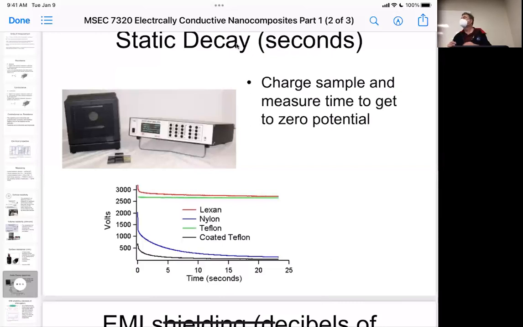Which material do we do best? Like, we want to get it dissipated very fast, or we want to dissipate it gradually? Depends. Most of the time, we want to dissipate it fast. For ESD, you don't want static to build up on any of your work surfaces, or else it'll arc where you don't want it to. So most of the time, you want it to dissipate very quickly. Less than a second.